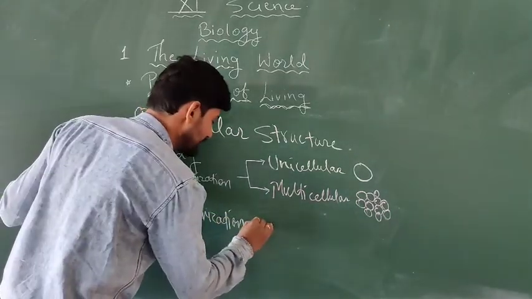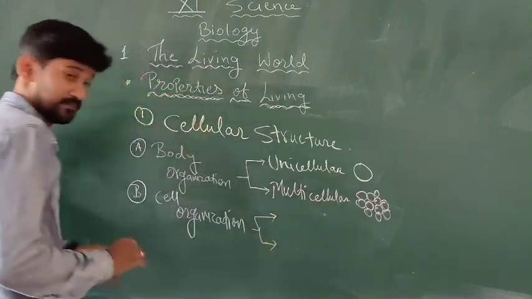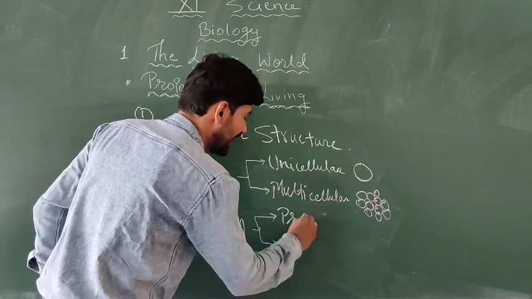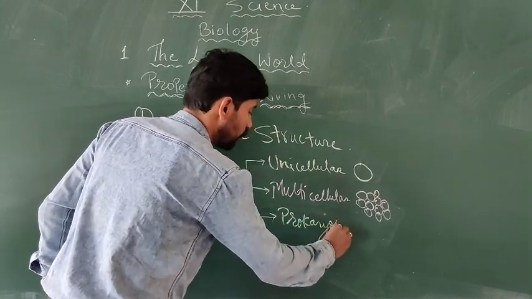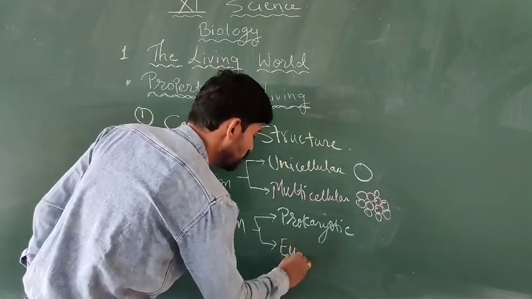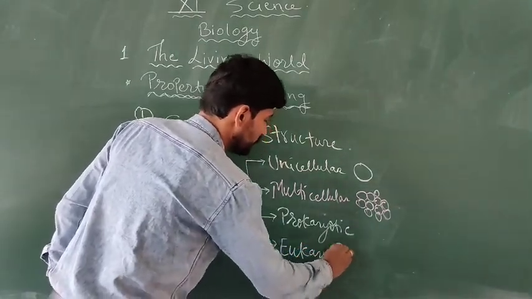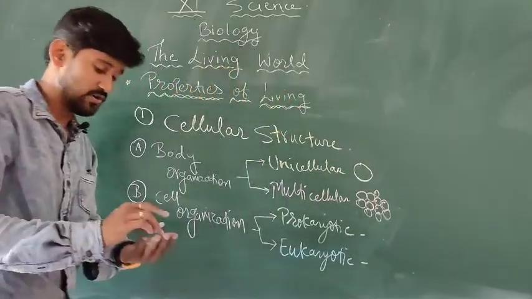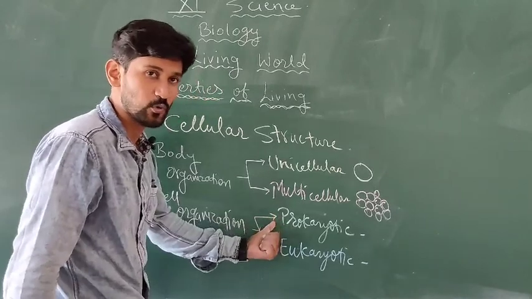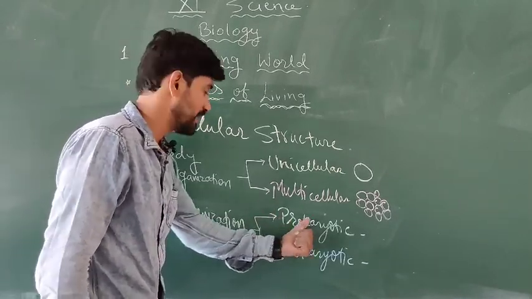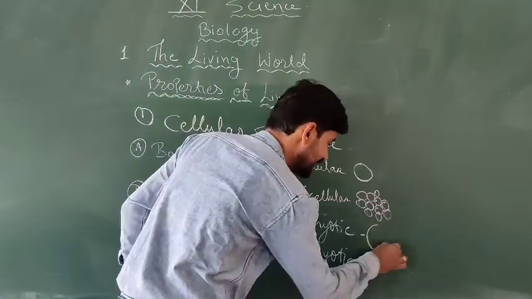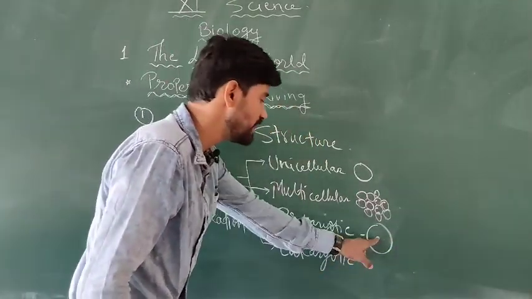From that, the first cell that occurs, that forms here, is the prokaryotic cell. And the second cell is known as the eukaryotic cell. So what do those words indicate, prokaryotic or eukaryotic? Pro means primitive, pro means without, karyo means nucleus. So here you can simply say that it is a cell which is without a nucleus.